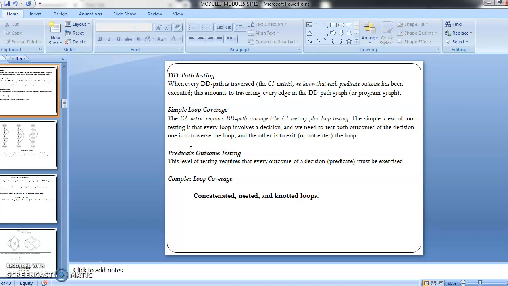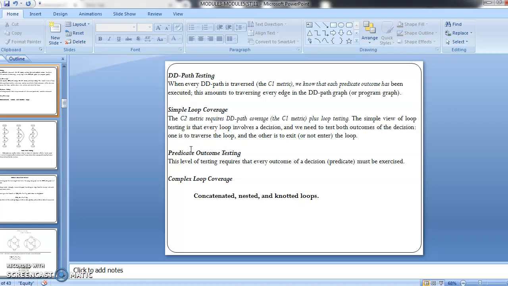Predicate outcome testing. This level of testing requires that every outcome of the decision must be executed. So whether it is true or false, both these scenarios have to be executed. Suppose in my program only one if statement is there. An if statement has two possibilities, one is a true possibility and another one is a false one. So both have to be tested.